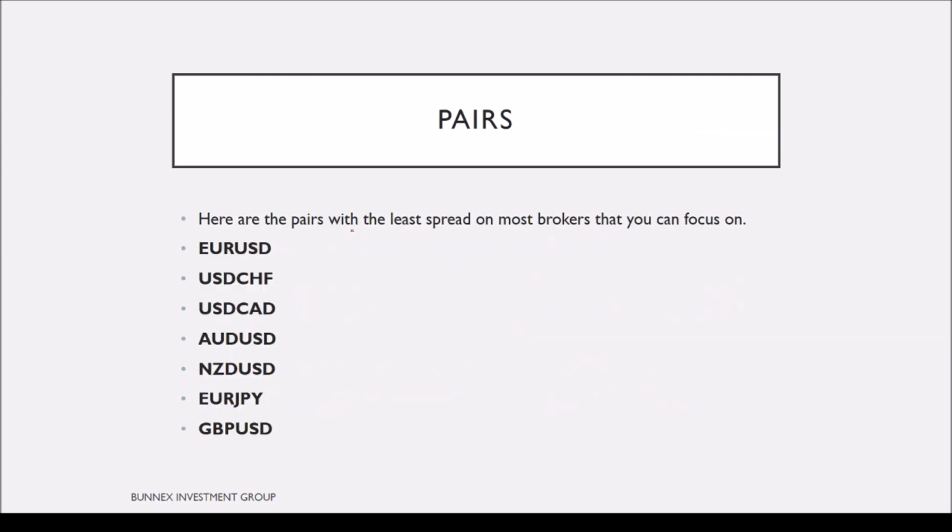So here are the pairs with the least spread on most brokers that you can focus on. This is Euro against the dollar, USD against CHF, USDCAD, AUDUSD, NZDUSD, EURJPY, and GBPUSD. You are not limited to only these pairs. You can as well select the ones that you love, but try to look for those with lower spreads, because on a small account we'll be trying to put tighter stop losses. So pairs with higher spreads will definitely eat up much of your stop loss zone.